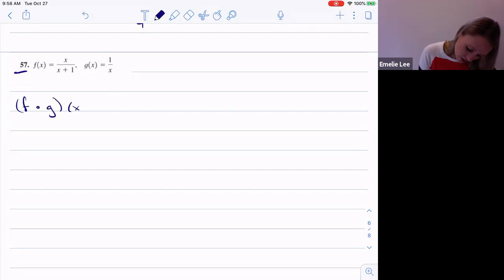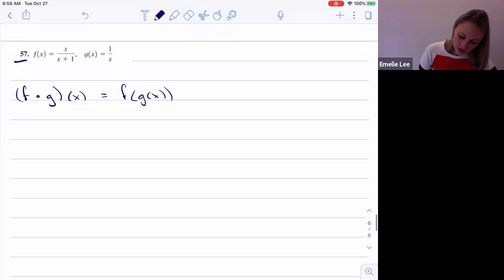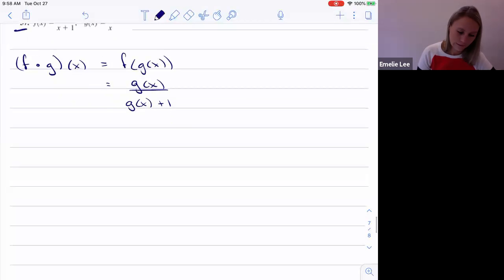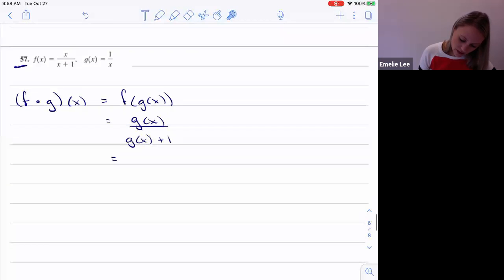F composed with g of x is f of g of x. So I'm going to put in f of x, but instead of x, I'm going to write g of x. So I have g of x over g of x plus 1. So now g of x is 1 over x. So I'm going to be really careful when I'm replacing g of x with 1 over x, because it's 1 over x over 1 over x plus 1.